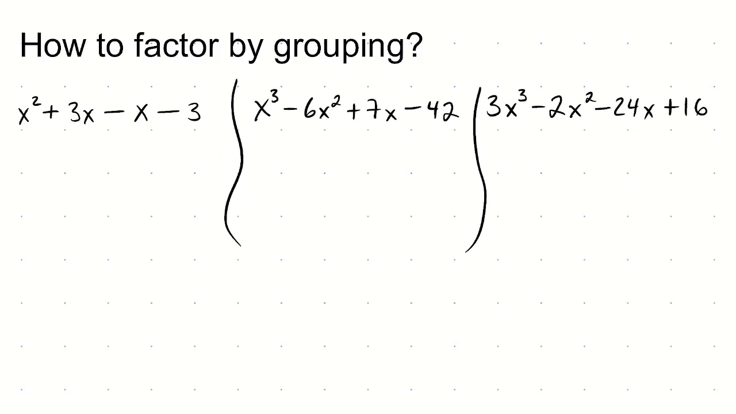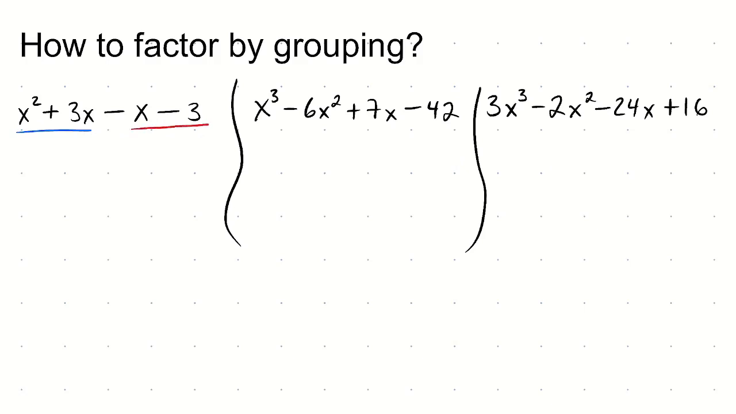So right here we're going to group these two terms. And the goal is that once we factor out a term from here, and then we factor out a term from there, we end up with something that they both have in common. So let's try out this first one. So right here we have an x squared. So I'm going to underline the groups. So we have one group here, then we have another group here.